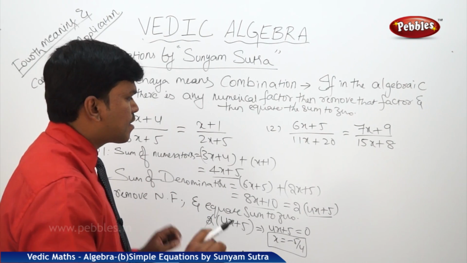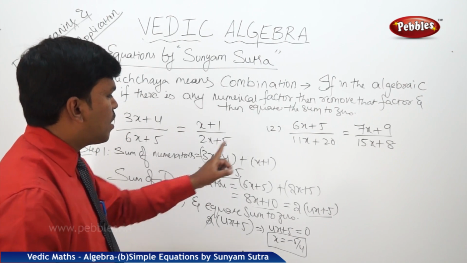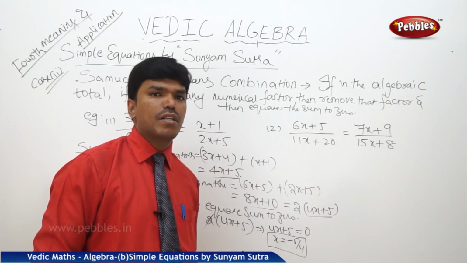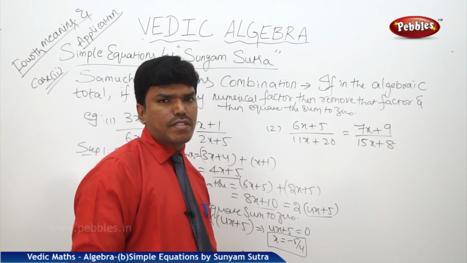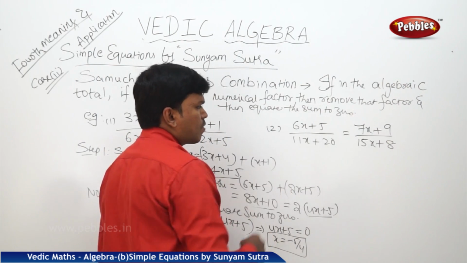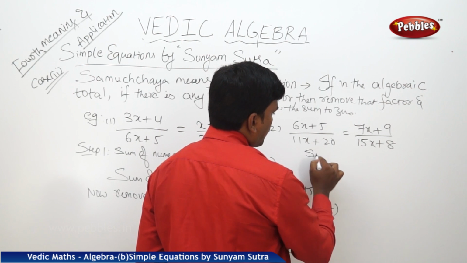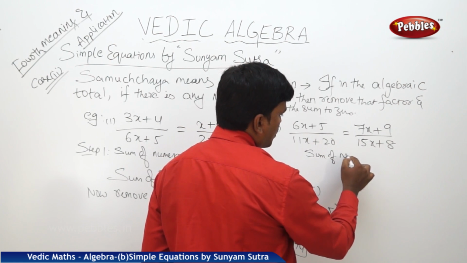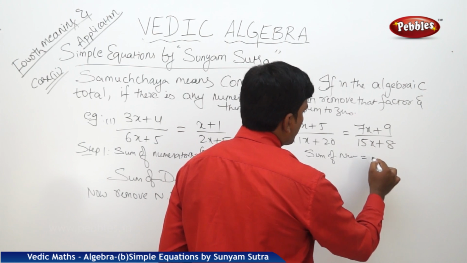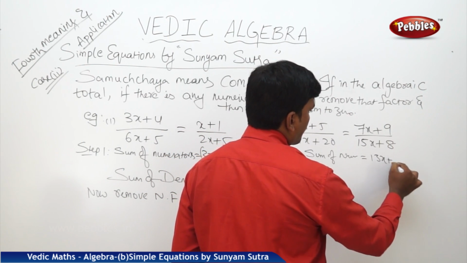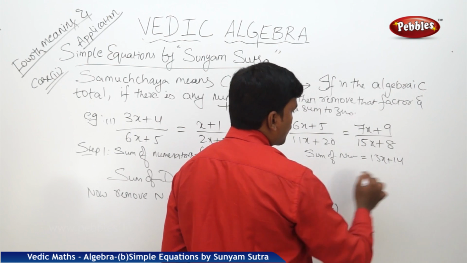In the same way, we can do another example. Take a pause and try this example. After solving the example, you can check the answer with me. So now see here. Simply take the sums. Sum of numerators first. How much? 6x plus 7x, 13x, plus 9 plus 5 is 14, so 13x plus 14.